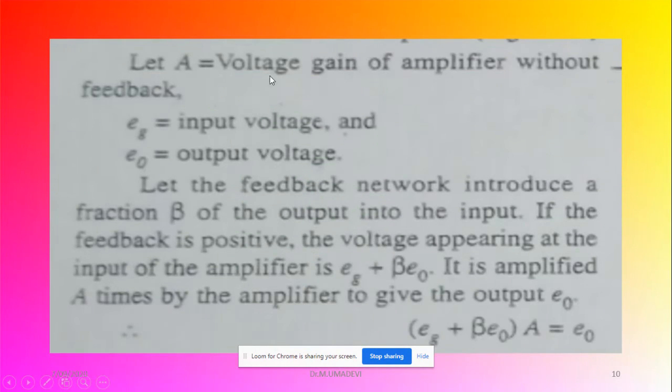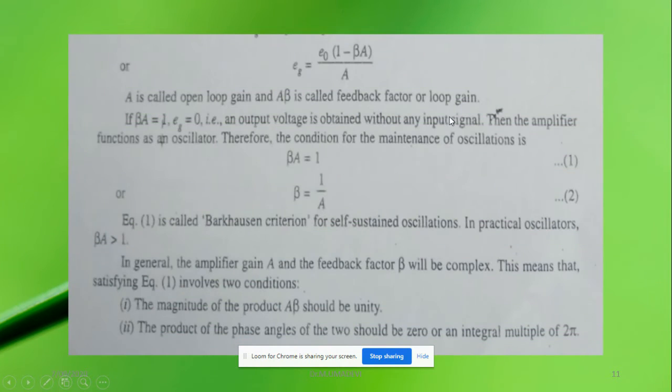We'll see the conditions. Here A is the voltage gain of the amplifier without feedback, EG is the input voltage, and E0 is the output voltage. Before the feedback, the total input voltage is EG plus beta into E0. Then after feedback, the equation will be (EG plus beta into E0) into A is equal to E0. From this we can calculate the EG value. Then we can say that A beta is called the feedback factor or loop gain. The condition A beta equal to 1 is called the condition for oscillation.